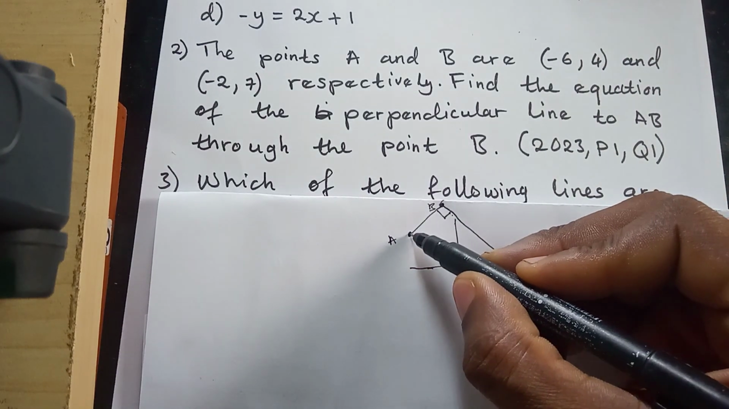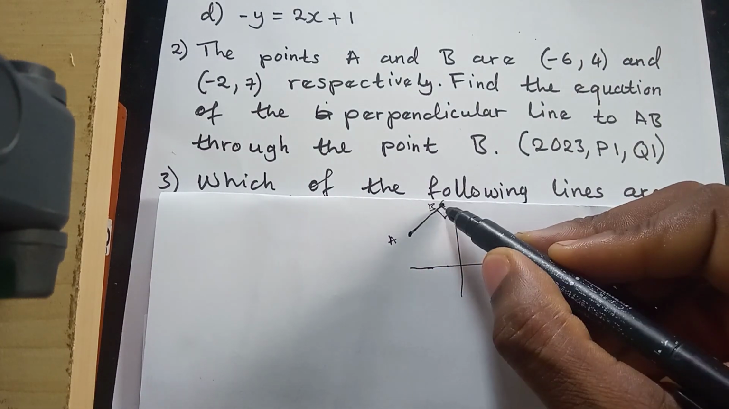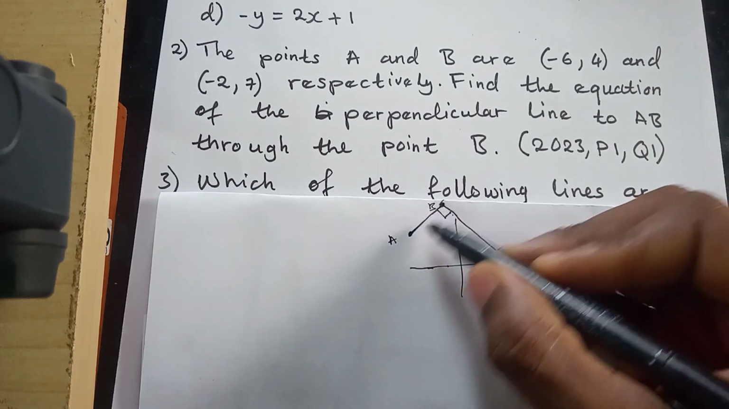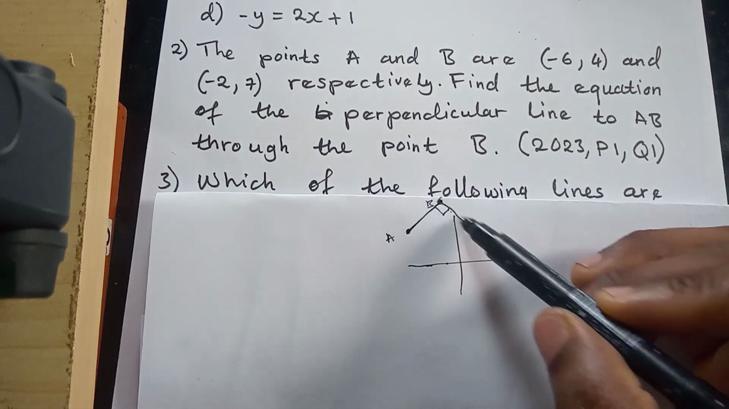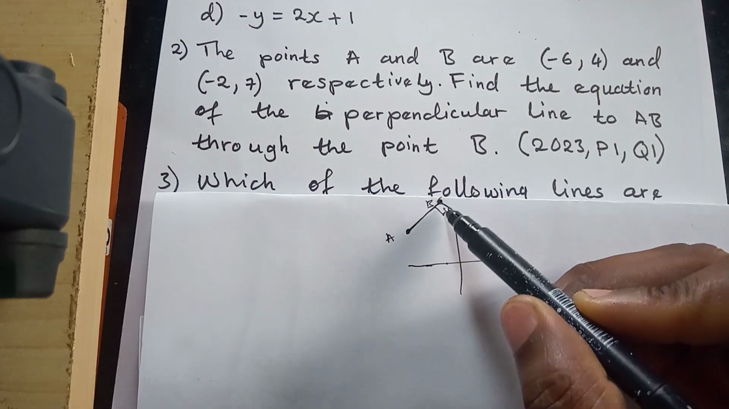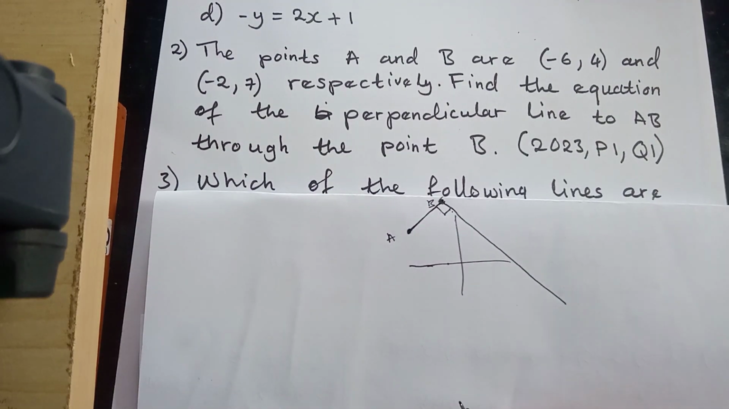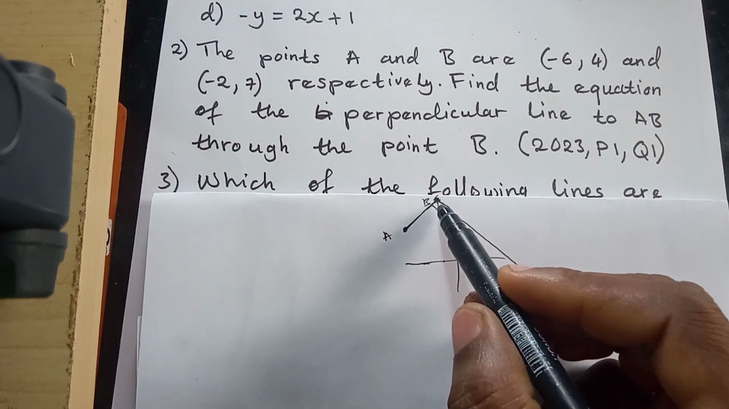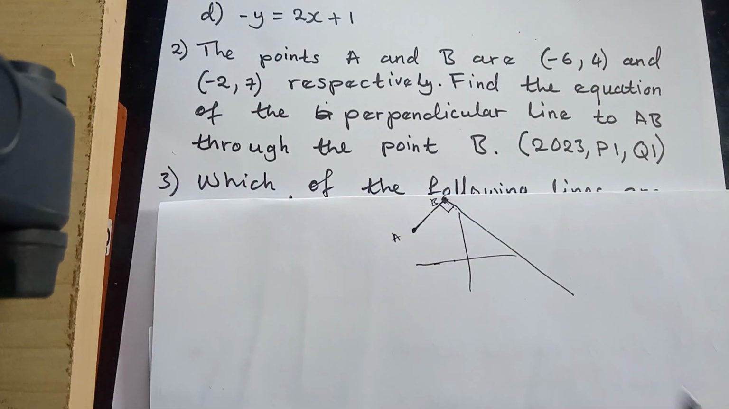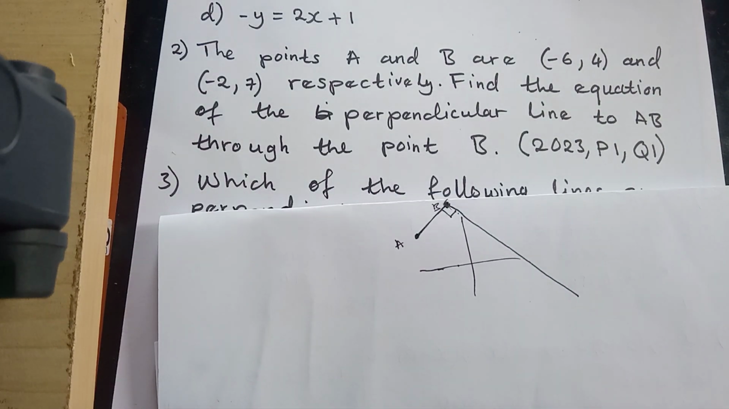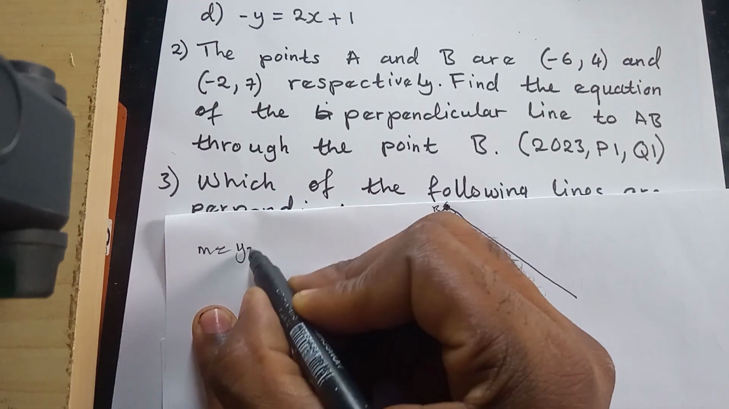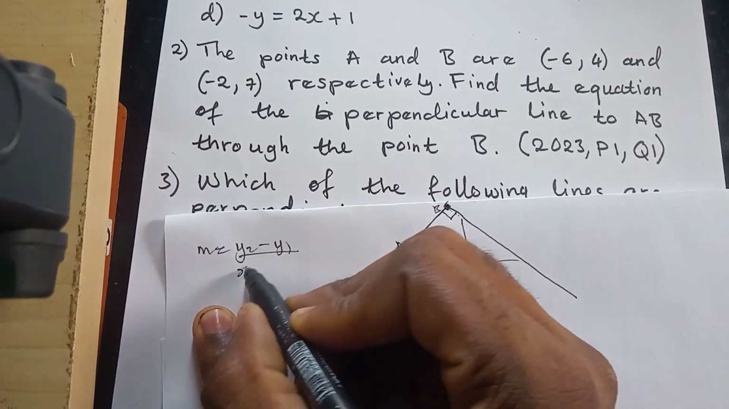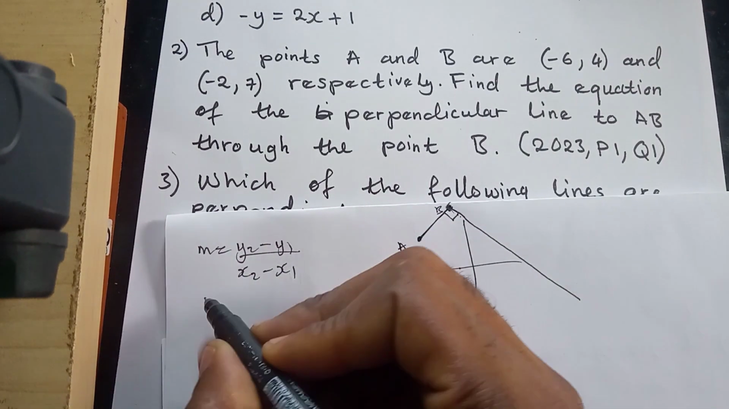So all you need to do is to find the gradient of this line, and then after finding the gradient of this line, we can take advantage of the fact that the gradient of this line is the negative reciprocal of the gradient of this line. And then we can find the equation knowing that we have a point on the line, this. So the gradient of this line is given by m is equal to y2 minus y1 over x2 minus x1.